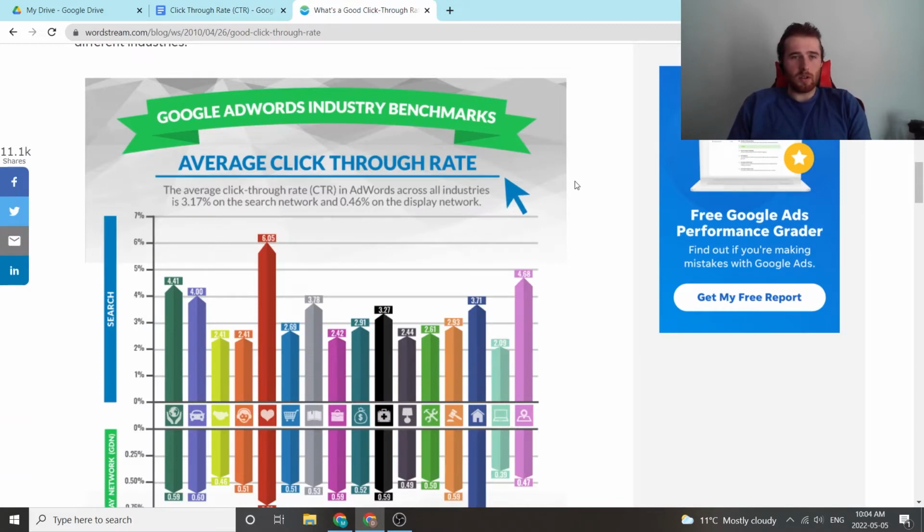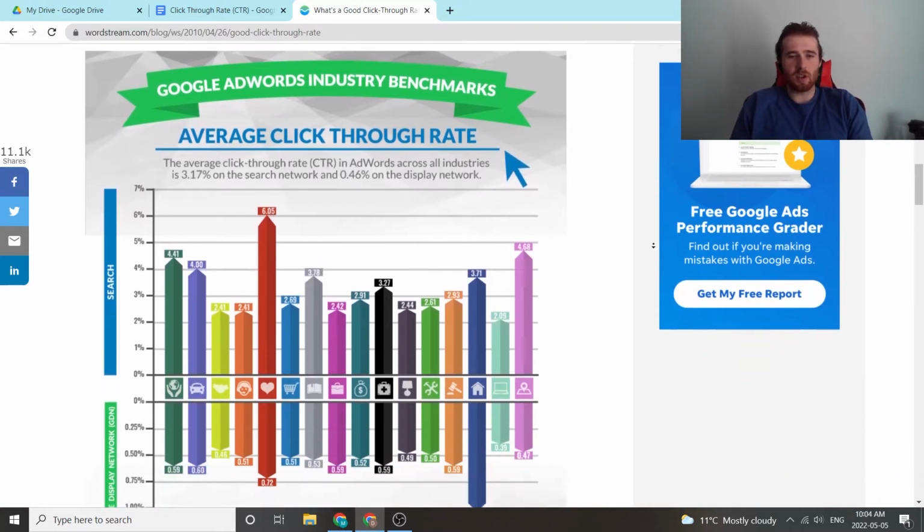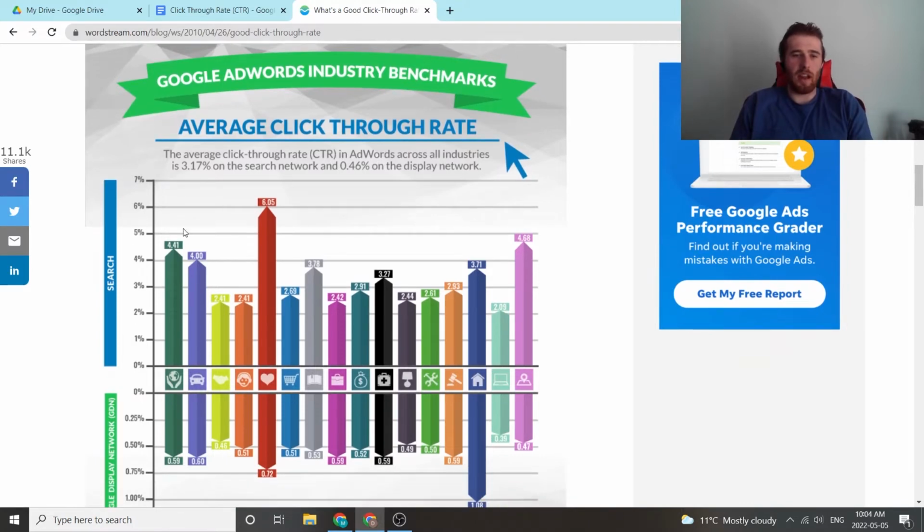So there's a good graph here. I don't know how accurate this is. I'm assuming WordStream did their homework on this, but it's the average click-through rate of Google AdWords industry benchmarks, and it essentially goes over the average click-through rate through each industry.